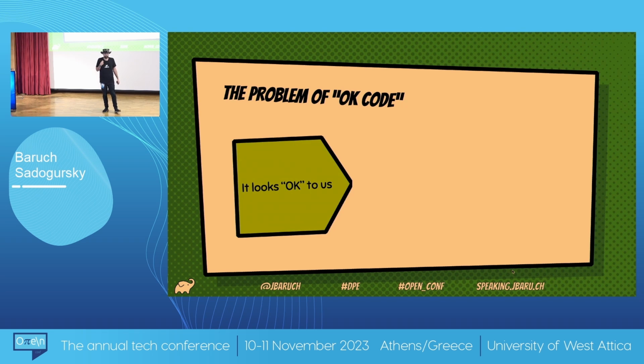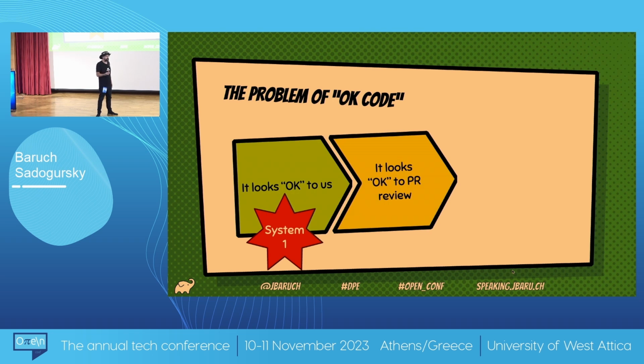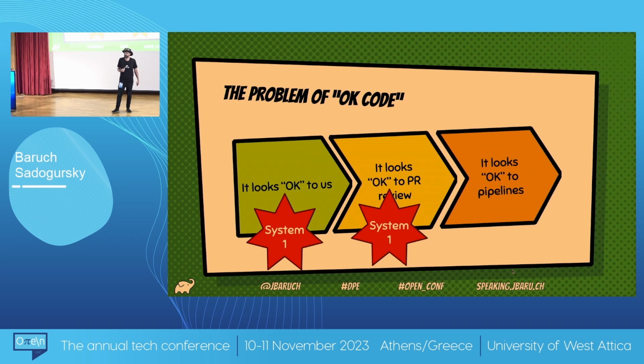It looks okay to us because we are tired and we run on system 1 without even recognizing it. It looks okay to people who review our pull request. Why does it look okay to them? Because they run on system 1. Not because they are tired, but because they review our code with the lazy and the cheap system. They have more important things to do. They have their own code to concentrate on. They will spend their mental fuel on their code. For the code review, cheap and fast, system 1. It also looks okay to our pipelines. Why is that?